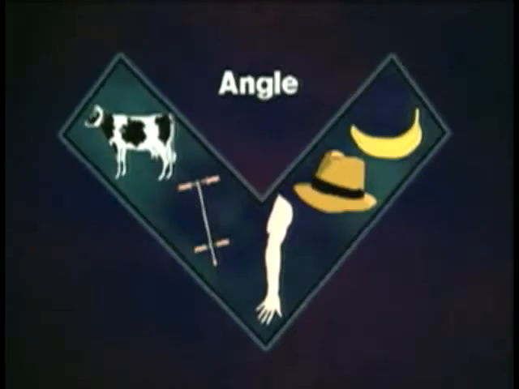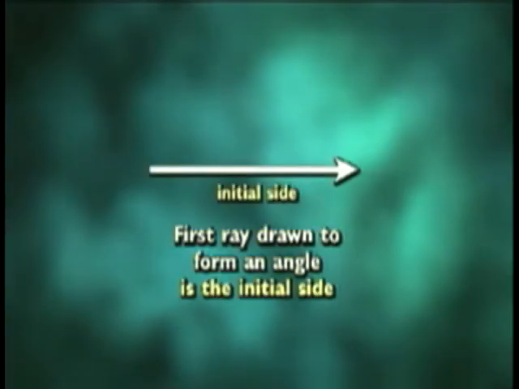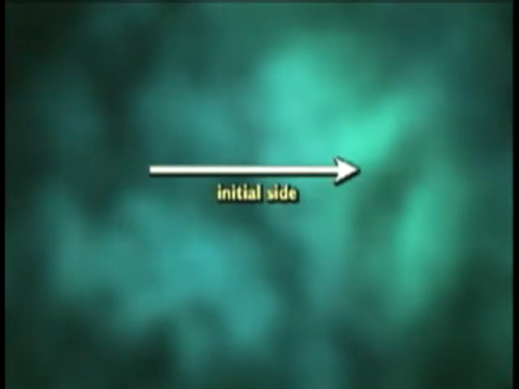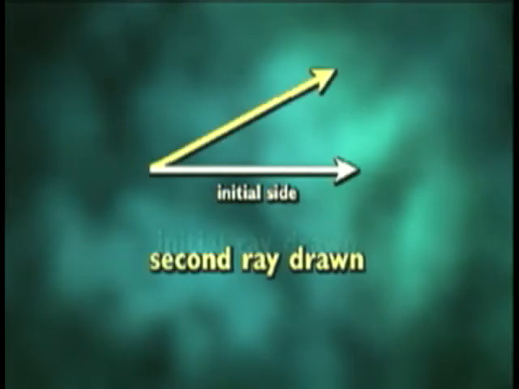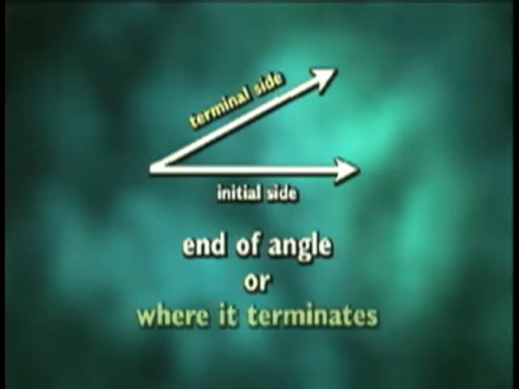Let's look at all the parts that come together to form an angle. The first ray drawn to form an angle is called the initial side. That's a pretty easy term to remember. It's called the initial side because it's the initial ray drawn. The second ray drawn is called the terminal side because it's the end of the angle or where it terminates.